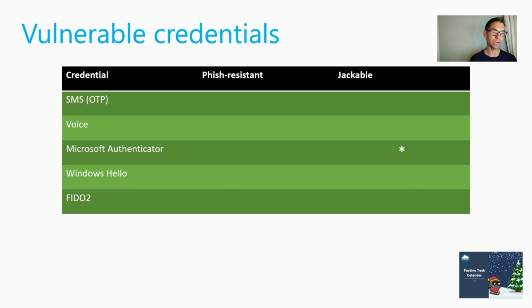Now let's get into some of the credentials and how they can be vulnerable. So in this table, I've listed some of the credentials that we've spoken about, and then we've got whether they're phish resistant or not, and then jackable. Now, phishable means that there is an intercept and replay of the authentication messages using a machine-in-the-middle attack.